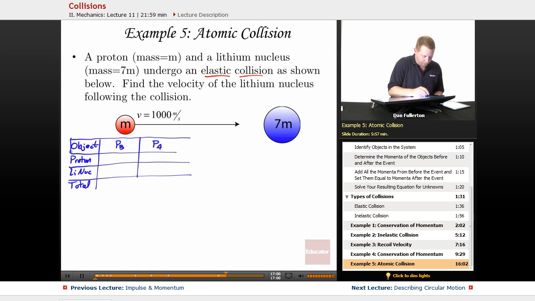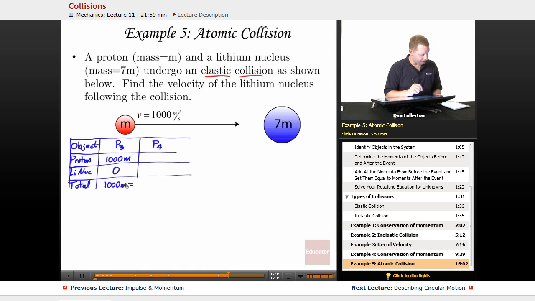All right, for our proton before the collision, it has a velocity of 1,000 and a mass of m, so its momentum must be 1,000 m. Lithium nucleus is just sitting there nice and happy, at rest, 0. So the total before must be 1,000 m.